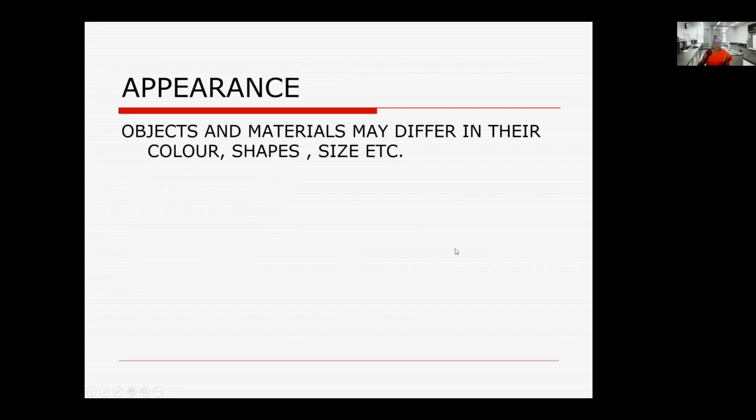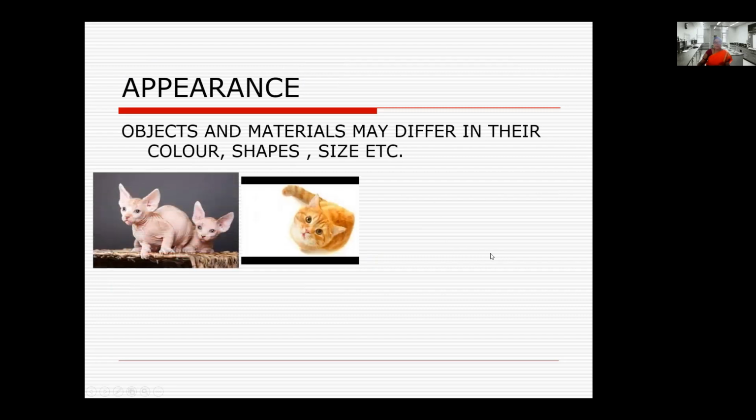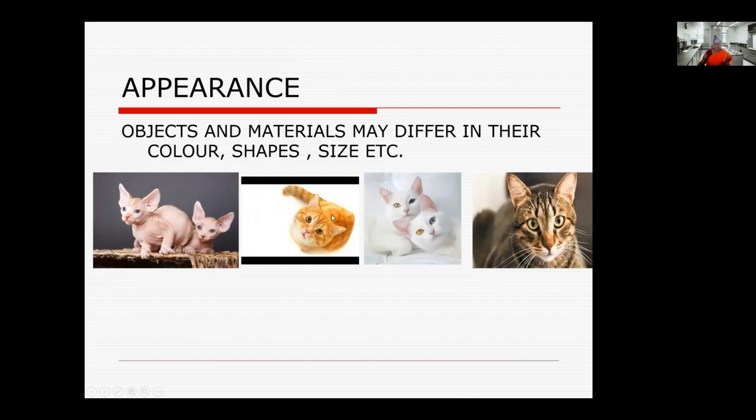Appearance. Objects and materials may differ in their colors, shapes, size, etc. Including eyes also. See the different eyes. See here one color, here another color. Yes or no? See here, body color is different, and this one is different. This is white and this is brown. And size is also different. This is very small, somewhat small, then a bigger one. So the materials or objects can be classified based on their color, shape, and size also. The next slide.